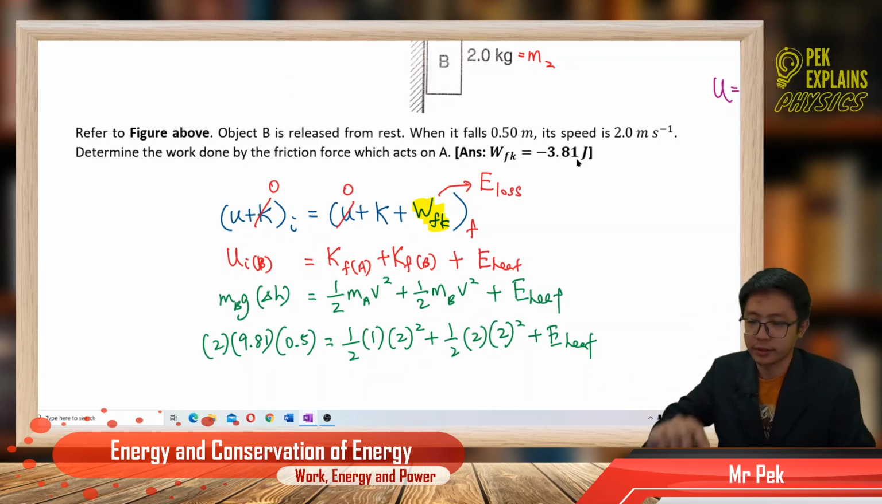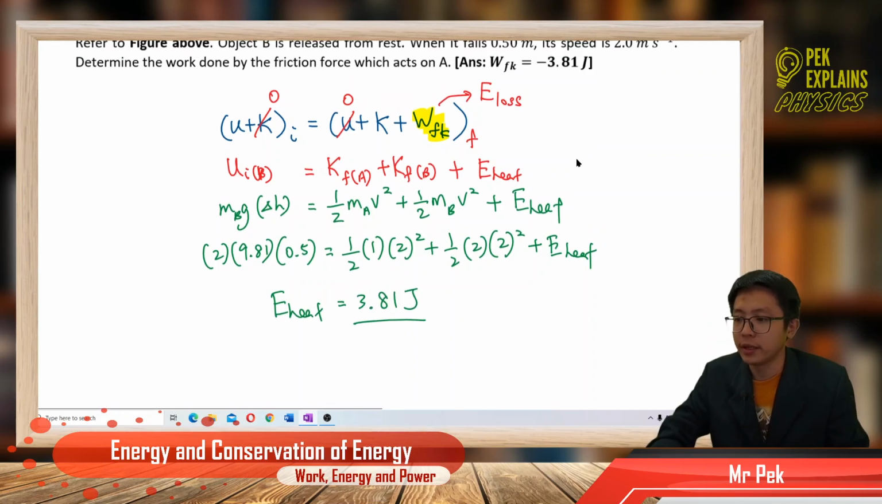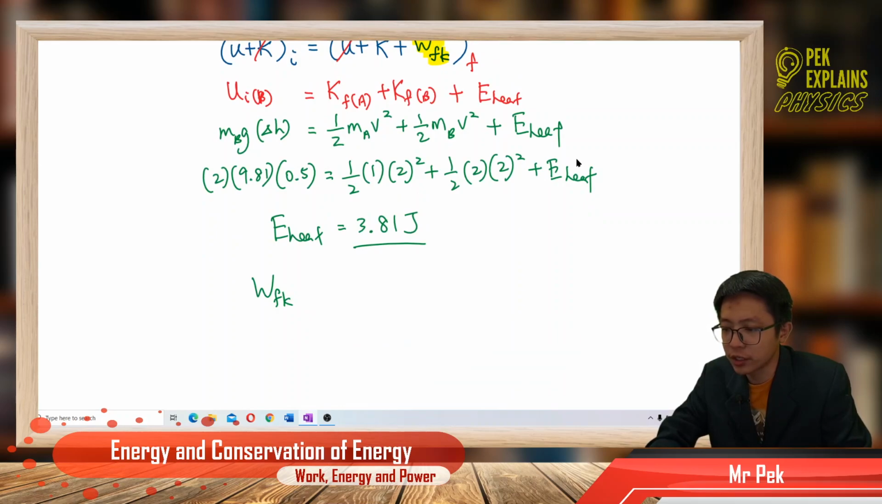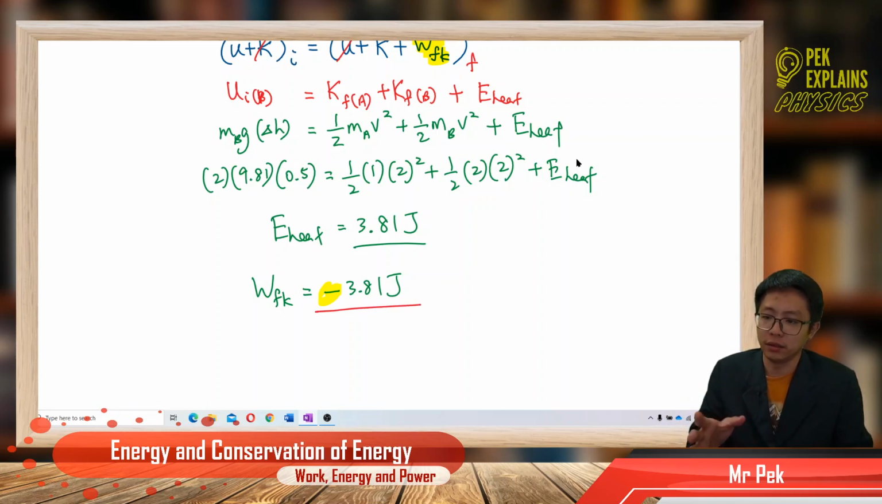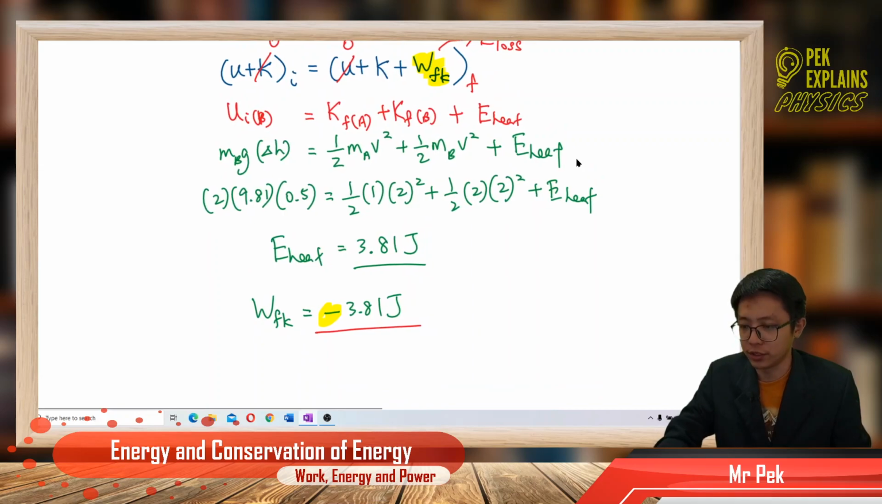So we got the energy of heat, the energy loss, 3.81 joule. So the work done against friction is equal to negative 3.81 joule. We should put a negative sign because it is energy loss. So that's it for this question.